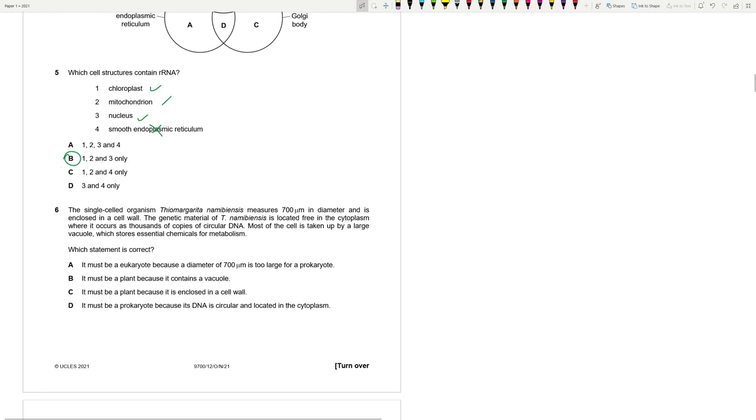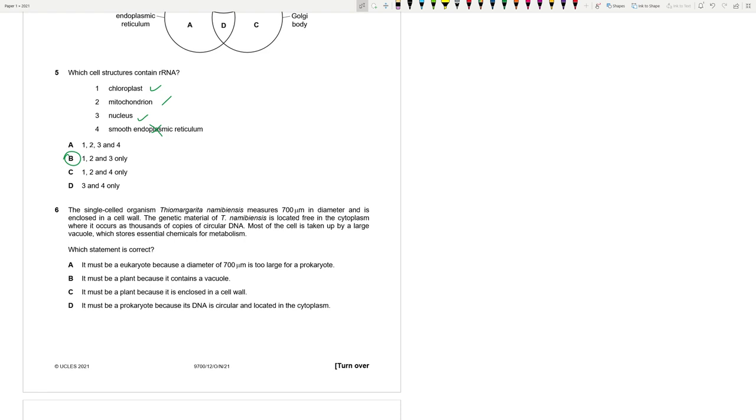Moving on. The single-celled organism, Thiomargarita namibiensis, measures 700 micrometers in diameter and is enclosed in a cell wall. The genetic material of namibiensis is located free in the cytoplasm, where it occurs as thousands of copies of circular DNA. Interesting. So this is probably prokaryotic. Most of the cell is taken up by a large vacuole which stores essential chemicals for metabolism.